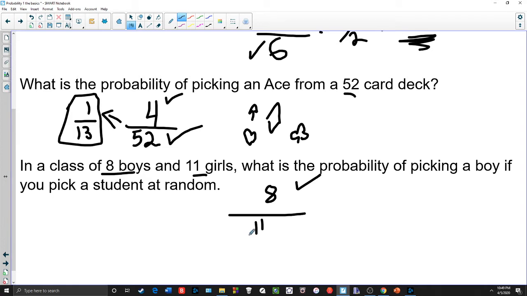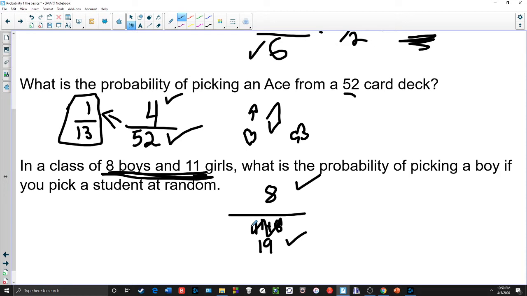We could pick one of the 11 girls, or we could also pick one of the 8 boys as well, because remember, this is total, not just the things you don't want, but everything total. So right here, we're going to put a 19 instead of an 11, because there's 19 total people we could pick from. 8 boys that you want, out of 19 students total if you're picking somebody at random.